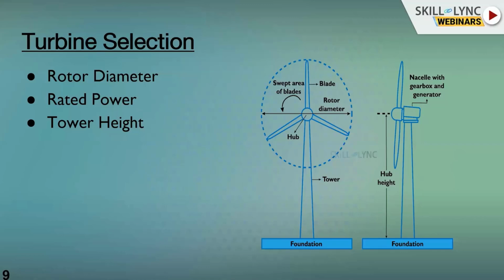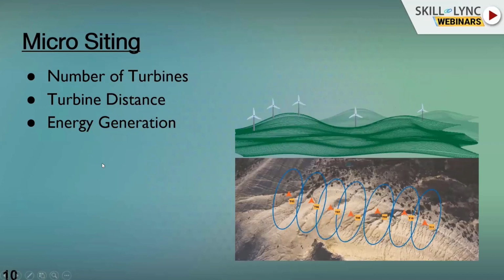After choosing the turbine, we cannot install it anywhere, because the front turbine will produce more power than the turbine behind it, which will produce less wind power. To avoid this, there is a procedure for micro-siting. Micro-siting software is available; various software packages are available now.